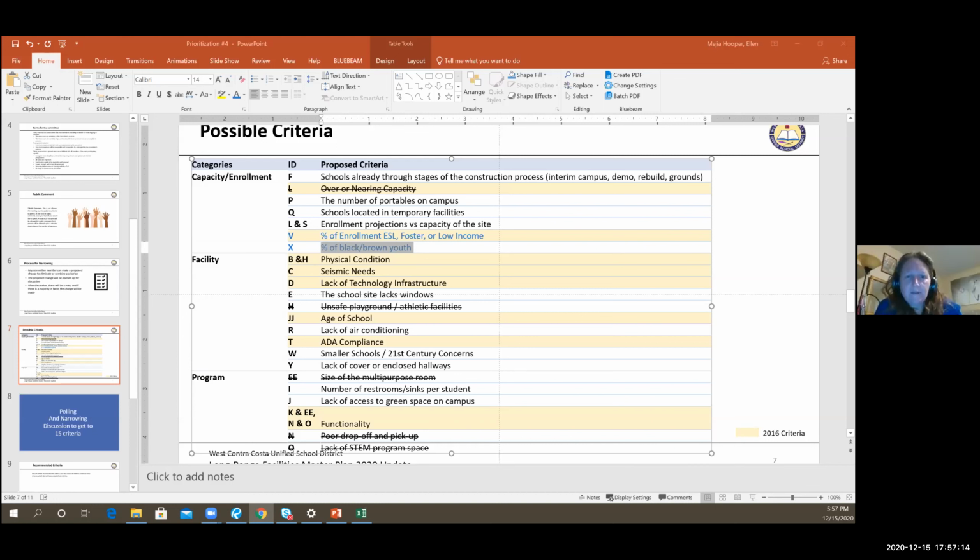Would it be possible to combine P and Q? They're both talking about temporary facilities, the number of portables, as well as the schools located in temporary facilities. Or does that mean the whole entire building is? I'm not really sure what temporary facilities is referring to. If it means portables, then it seems like they should be combined.